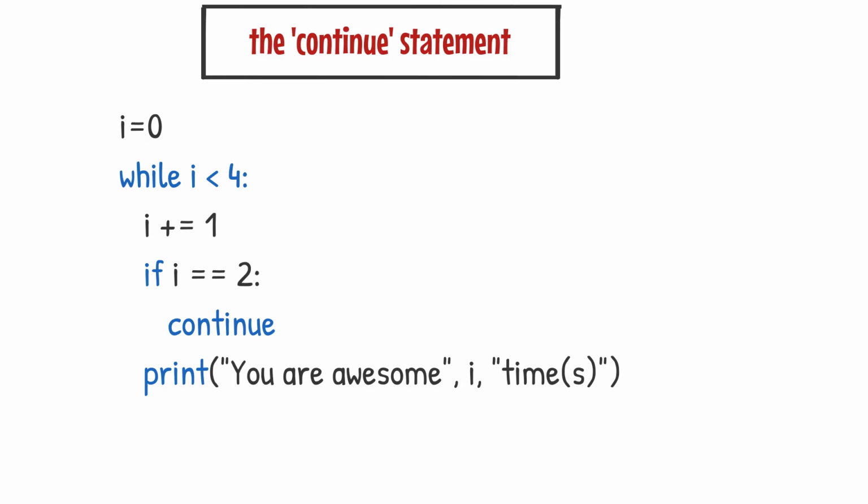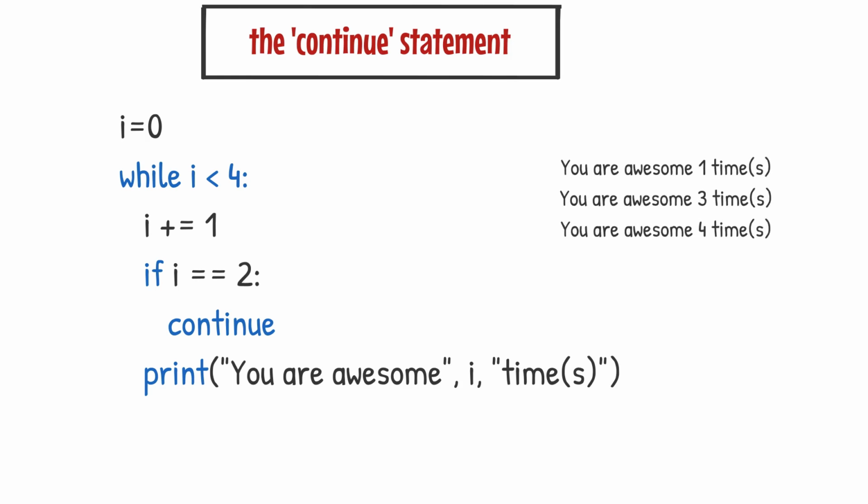So when i is equal to 2, the program hits the continue statement, and then it skips the print statement, which is after the if block, and then it continues the loop, checking the conditional again. And here is the output of this program.